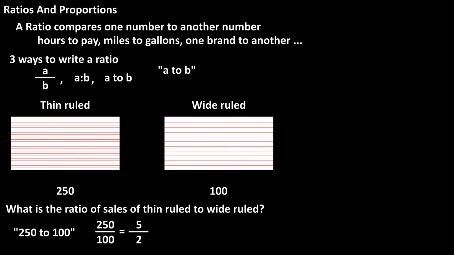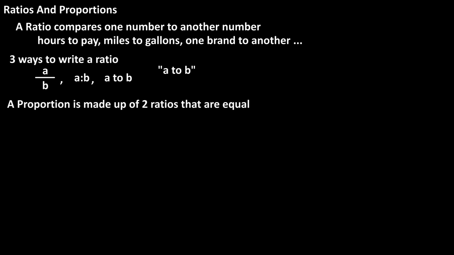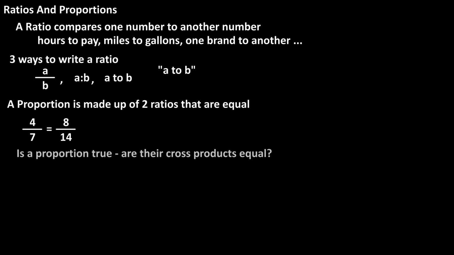Now for proportions. A proportion is made up of two ratios that are equal. For instance, 4 to 7 equals 8 to 14. To determine if a proportion is true, you can check to see if their cross products are equal.